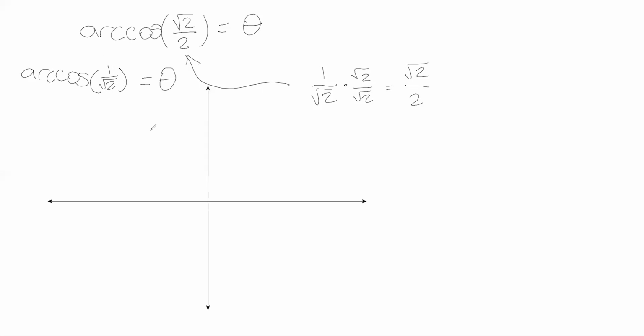So we can tell just from looking at this, we have 1 over square root of 2, that our reference triangle is going to have a hypotenuse of square root of 2 and a side adjacent to our angle of 1.